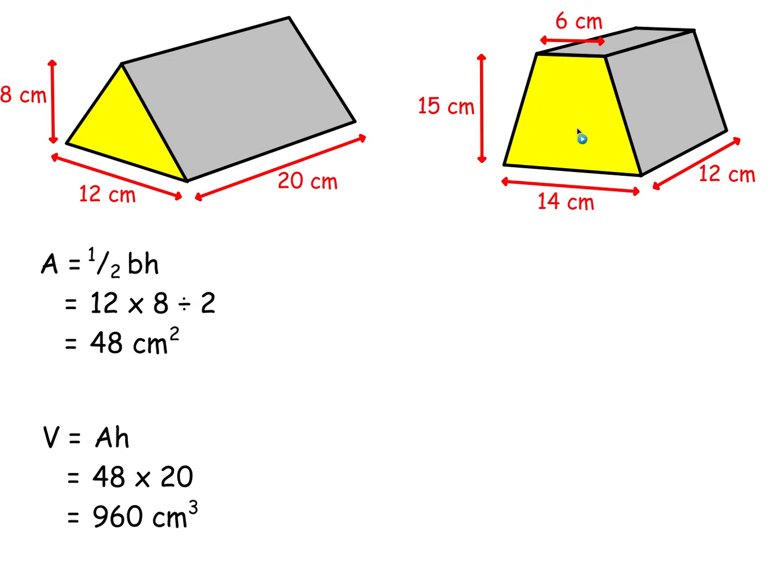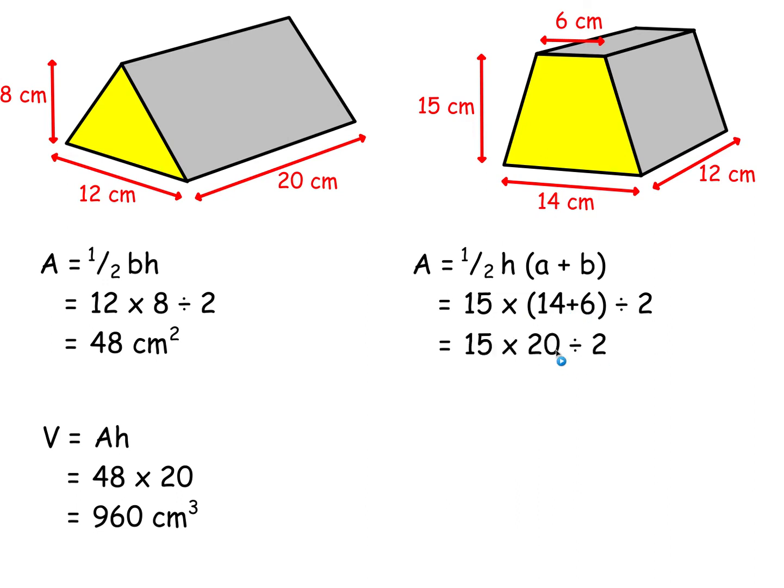Here, this end face is a trapezium. That's covered in the videos on area, where you get this formula. A and B are the parallel sides, they get added. The height is the height of the trapezium, which is the distance between the parallel sides. That's the 15. So, calculation for the area of this yellow trapezium is add 6 and 14 the parallel sides, multiply it by the height and half it. So that's 15 times 20 for the brackets divided by 2. That area is 150 square centimetres.